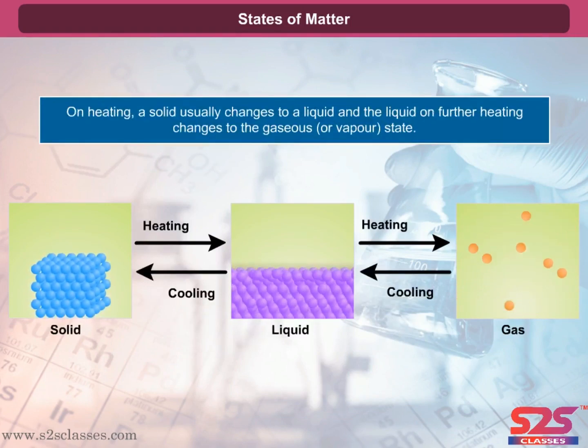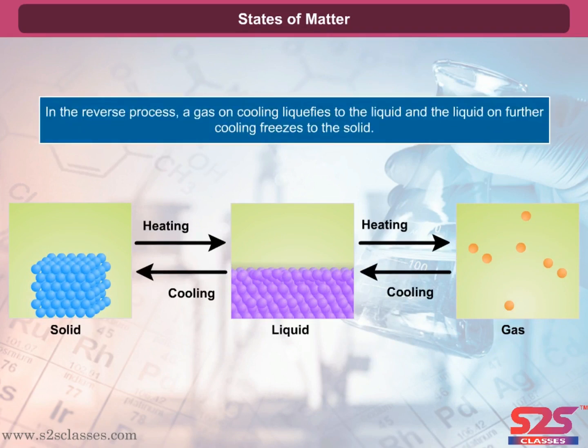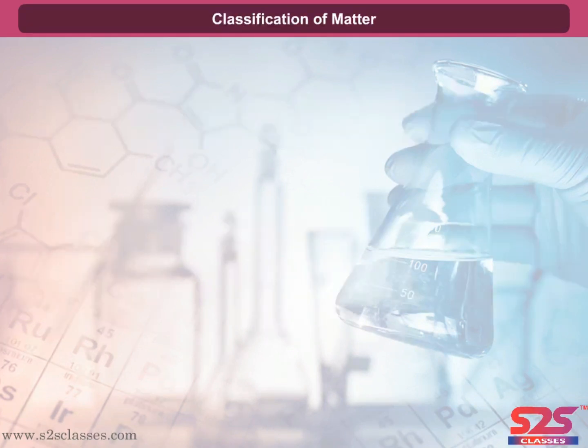On heating, a solid usually changes to a liquid, and the liquid on further heating changes to the gaseous or vapor state. In the reverse process, a gas on cooling liquefies to the liquid, and the liquid on further cooling freezes to the solid. Classification of matter.